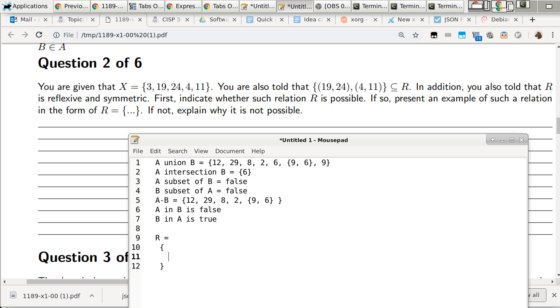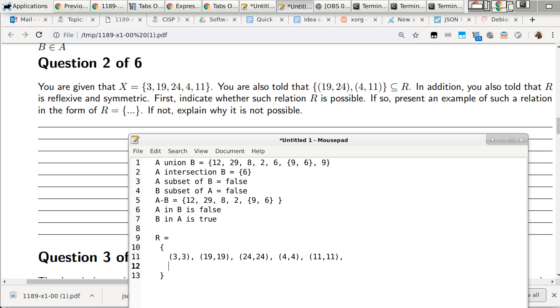And then the relations in here, because it has to be reflexive, that means 3, 3, 19, 19, 24, 24, 4, 4, 11, 11, they all have to be here in order to be reflexive. But because it is also symmetric, if 19, 24 is here, 24, 19 has to be here too. If 4, 11 is here, 11, 4 has to be here too. But then what about 24, 4? Well, if 24, 4 is not here, then 4, 24 should not be here either. So that's how it is symmetric.